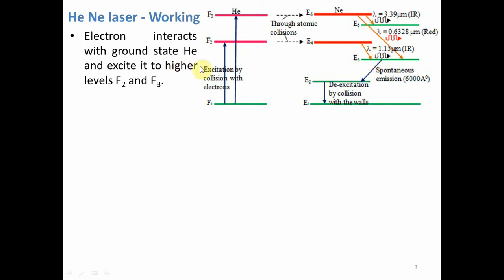The first transition: here the pumping mechanism is electron pumping. So the electrons from the discharge tube collide with the ground state helium atoms and excite them to the higher energy states F2 and F3. This is the first transition, that is stimulated absorption. Schematic representation of this transition: ground state helium collides with a high energy electron, and after transition, He star, means helium atoms in the excited states F2 and F3, plus the electron.